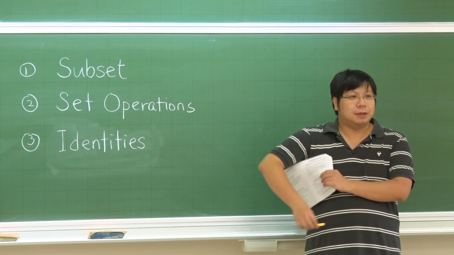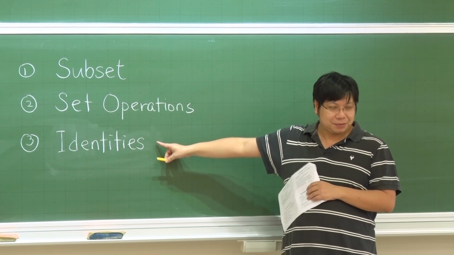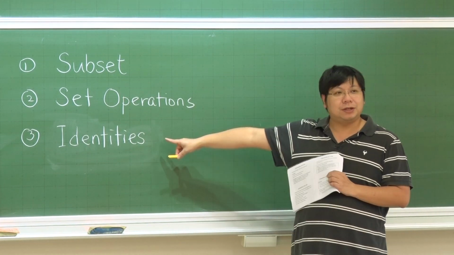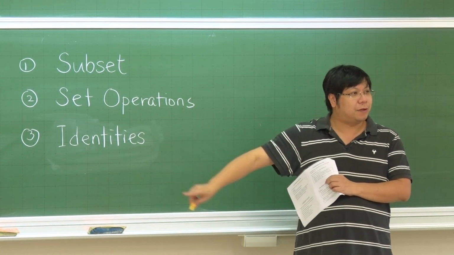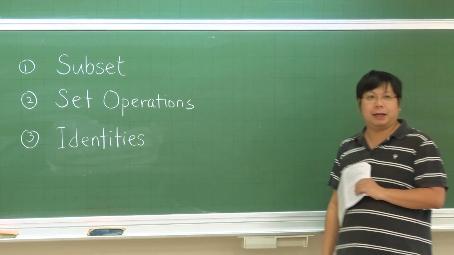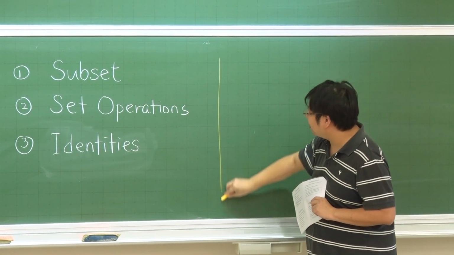Sometimes it is like the propositions that we have. So for propositions, we have propositional identities, right? So equivalence. So here we will have something like that. Okay, so everything here should be simple. So let's talk about subset.